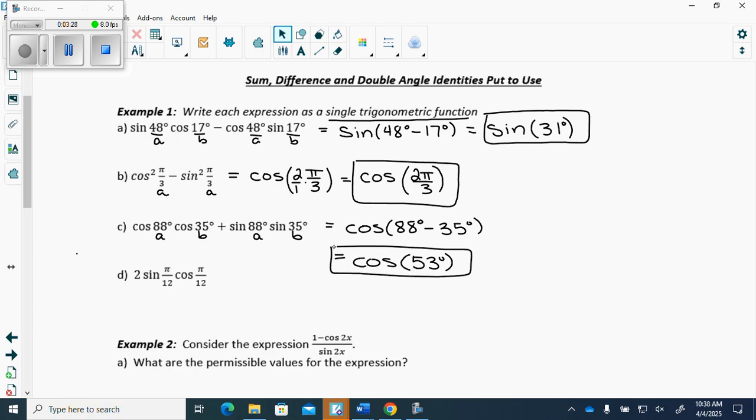Okay. The next one, we have 2 sine A cos A. Make sure you're doing mathematics in my class. 2 sine A cos A. What does that go with? Sine 2A. So we get sine 2 times A. Put this over 1. So it's sine pi over 6. You get 2 pi over 12 and you'd reduce it, right? Take a 2 out of both. Yeah.